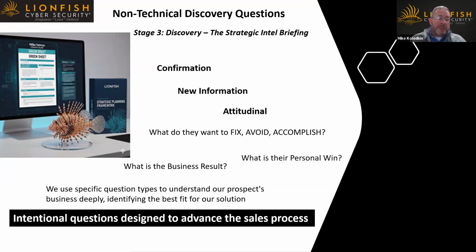And what we're trying to do is really understand these five pieces of information. What do they want to fix, avoid, or accomplish? What is the business result that we're trying to help them achieve? Have them articulate it. That business result has to be measured. Like, I want to grow my business by X, or I want to get X amount of clients, or I want to increase our revenue by X from this area of our business. And then the personal win is, what does it mean to them if they achieve this business result? How does that affect them personally?